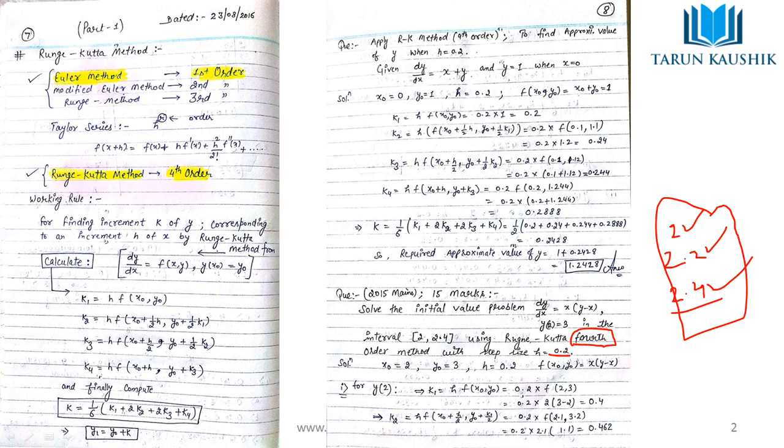That means you are required to take x0 as 2, then 2.2, and then 2.4 in three different portions. In the first portion, assume x0 equals 2, y0 equals 3, because it is given. When x is 2, y is 3, and h is 0.2 as given, and the function is given as x into y minus x. So this is a similar type of question. After this you know how to calculate the value of k1, so just put the values and get the answer.